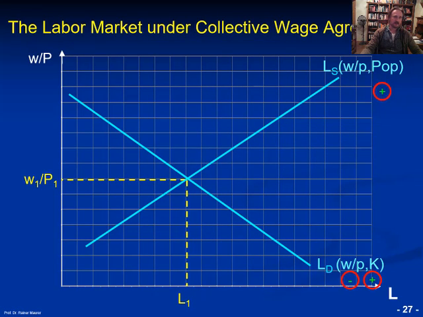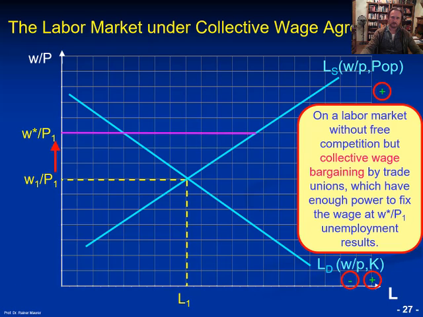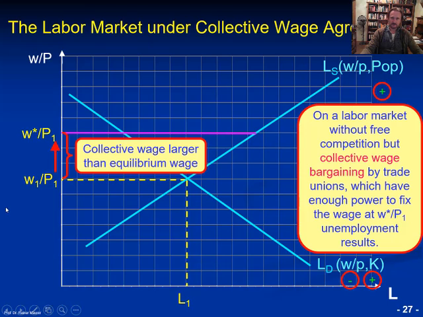If there is, however, no free competition but a collective wage bargaining by trade unions which have enough power to fix the wage rate above the market equilibrium wage rate, let's say at W star over P1, unemployment results. Unemployment is the difference between labor supply by households and labor demand by private companies.